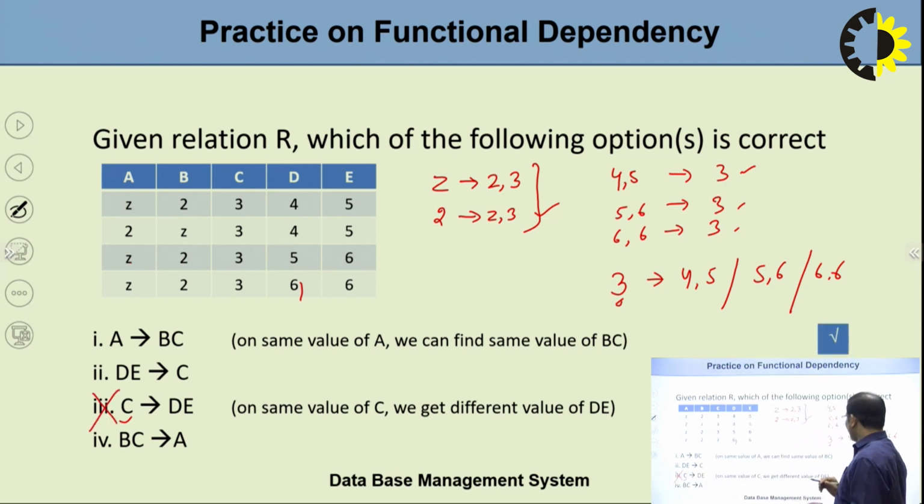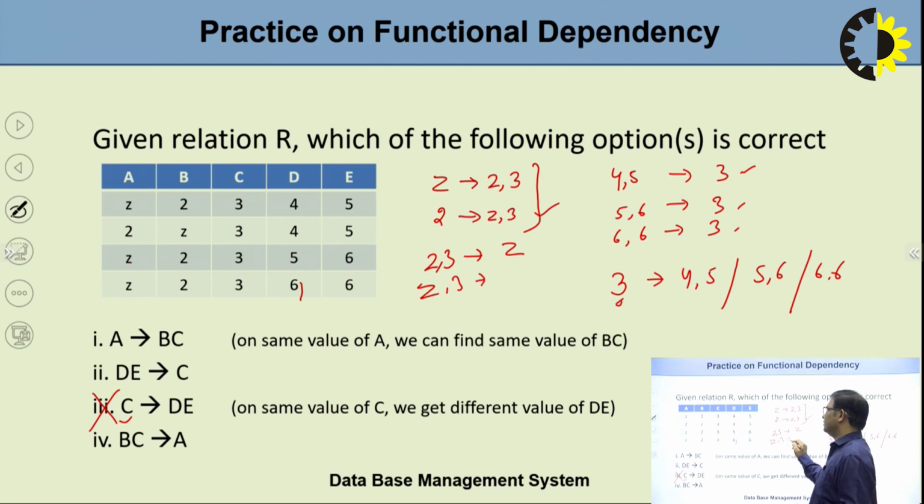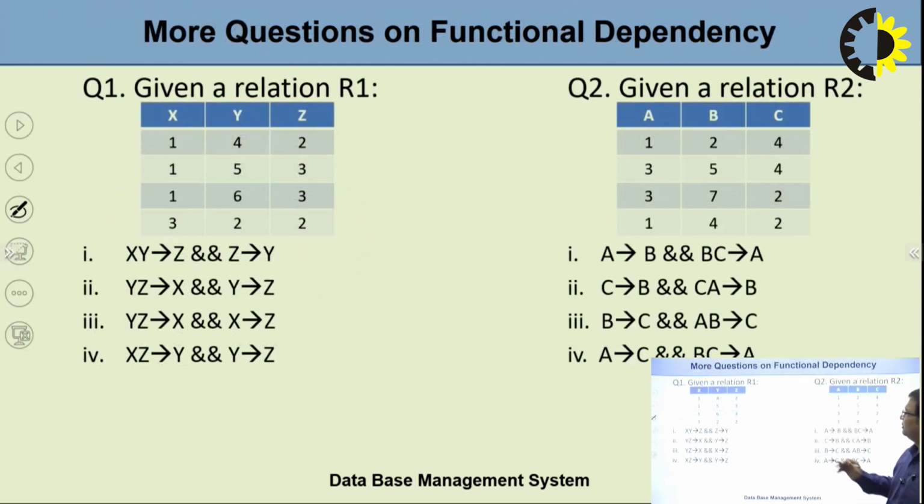Okay. Next, BC tends to A. BC is 2, 3 and Z3. If we are given 2, 3, then we can find Z. If we are given Z3, then we can find 2. So this is very simple. This is also true. So this statement will become wrong. This should never happen. Right hand side only one attribute, left hand side it can be more than one.